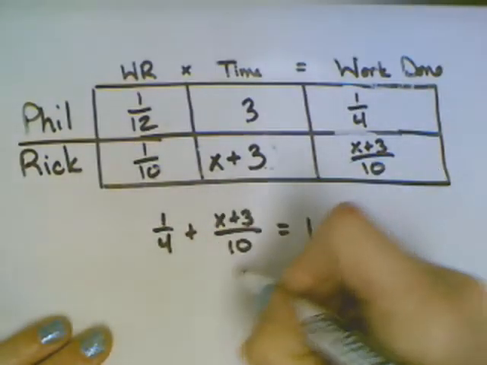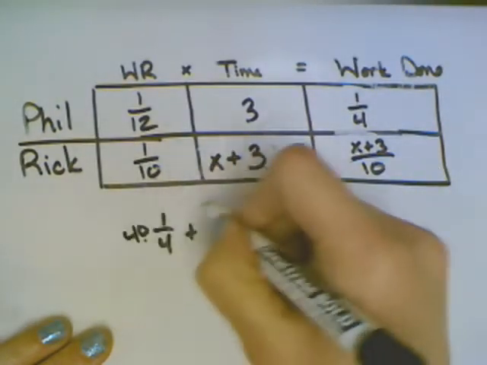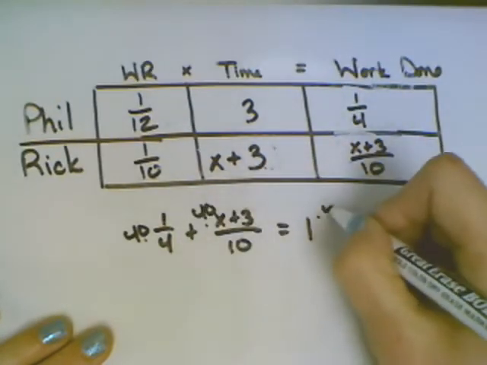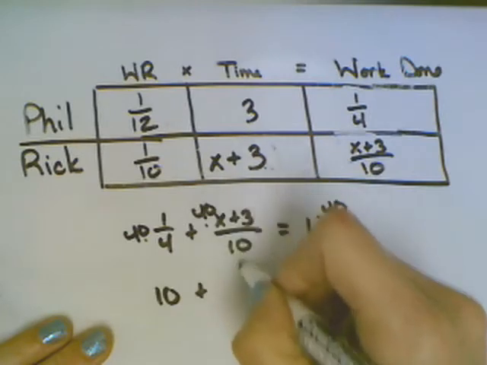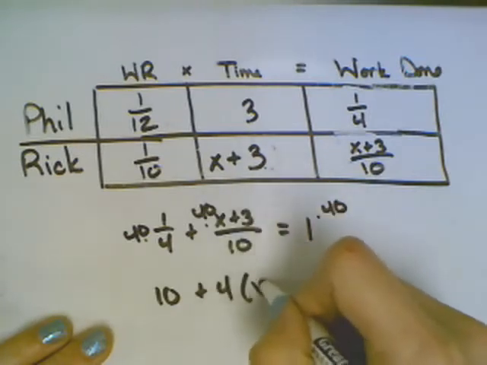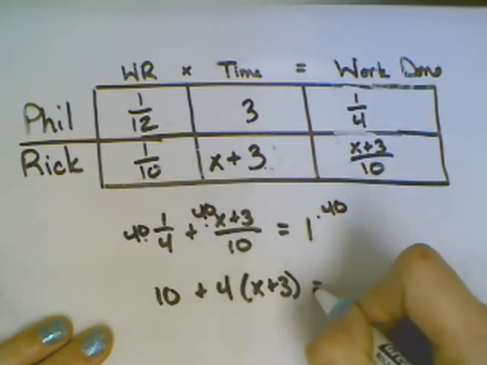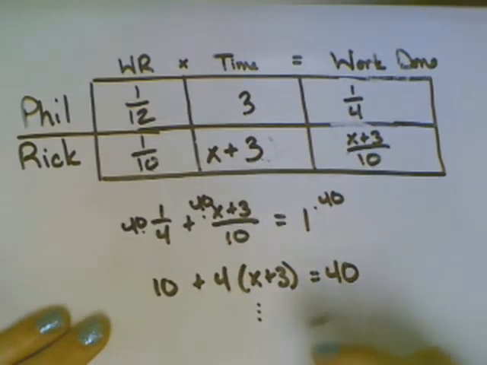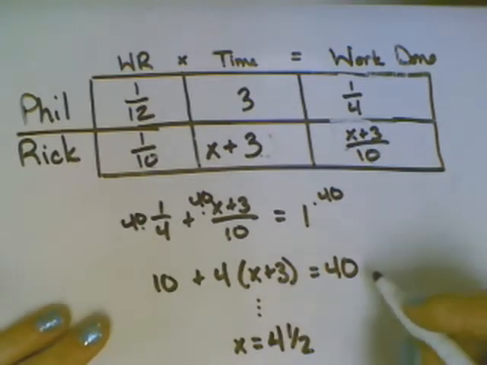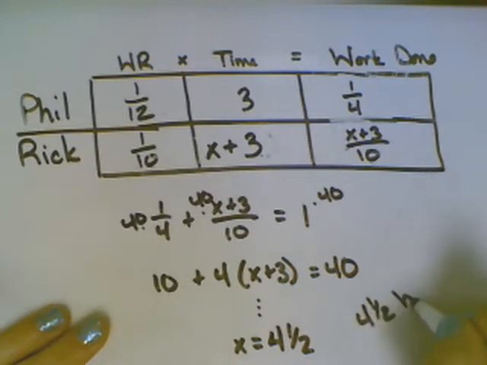To solve this equation, I'm going to multiply everything through by 40. So I get 10 plus, and here I'm going to cross cancel and get 4 left over. X plus 3 equals 40. Now I know you guys are very capable of finishing this problem. At the end, you should get that x is 4.5. That means Rick has to work 4.5 more hours to finish.